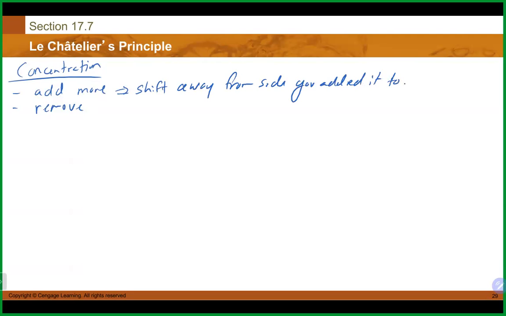So AA, add away, it's going to go away from whatever side. You add reactants, it will go to the product side. You add products, it will go to the reactant side. This can go away. When you remove it, it will go to the side you removed from. So I sometimes think of removing as like you create a hole in that side. So what happens is it will go towards that side to fill the hole back up. And that's basically what happens when you remove something.